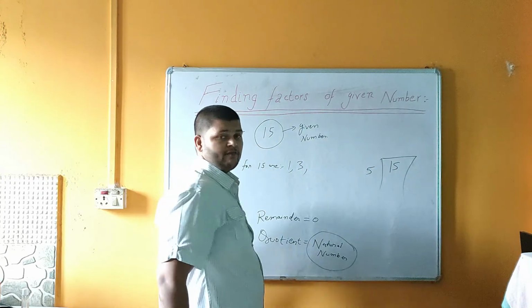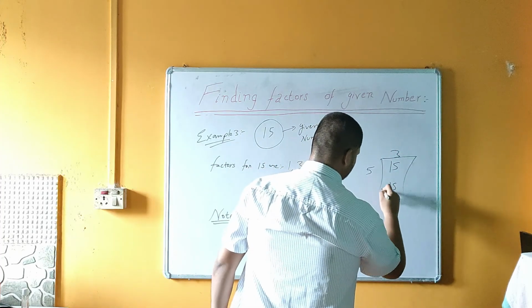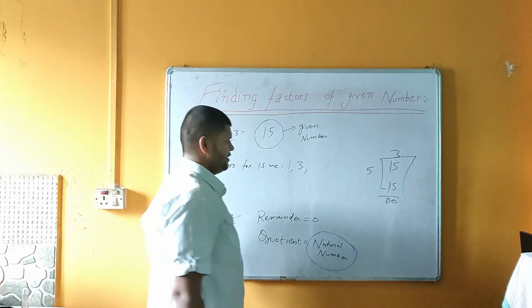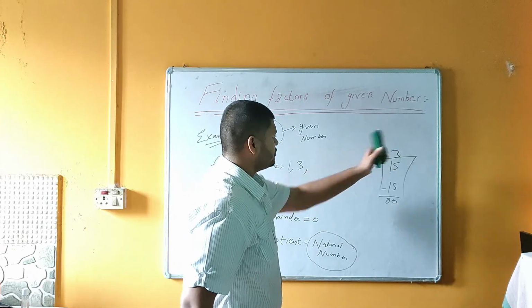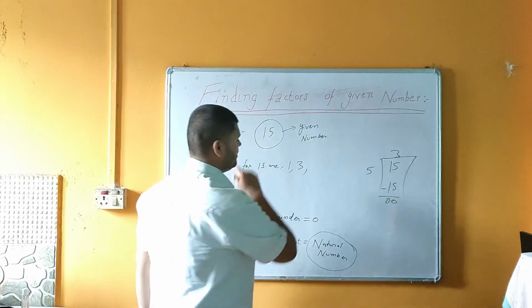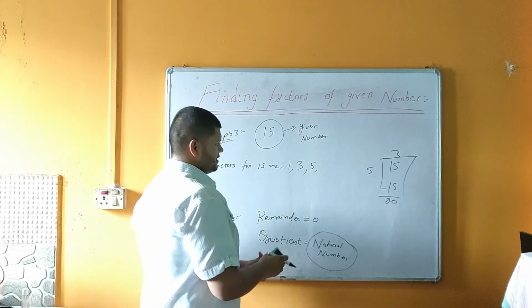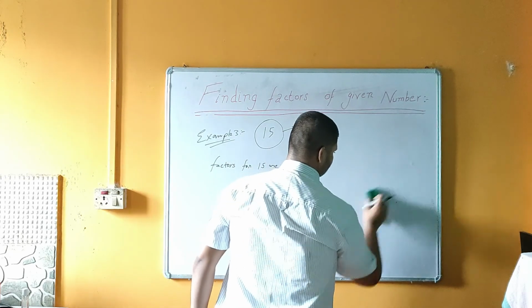Do you think 15 will occur in the table of 5? Of course, 3 times it is going to occur. You will get remainder 0. The remainder is 0 and also the quotient is a natural number. That's why this 5 is a factor of the given number. We will write it over here. Similarly, we go for 6.